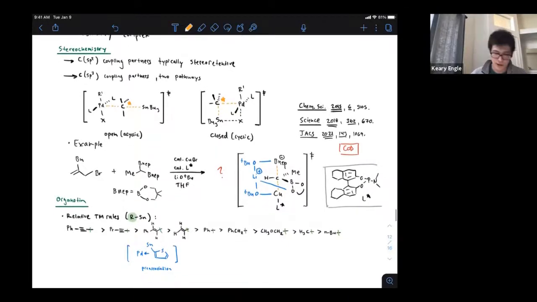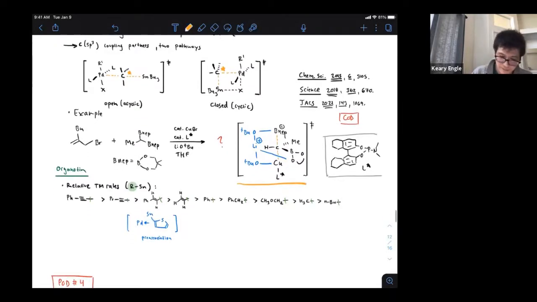Okay, let's look at a specific example of an open pathway, and this one I had to draw in advance because I didn't want to embarrass myself for 30 minutes as I tried to draw what this transition state looked like.